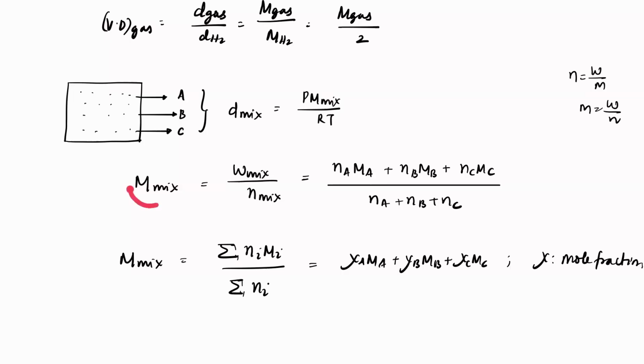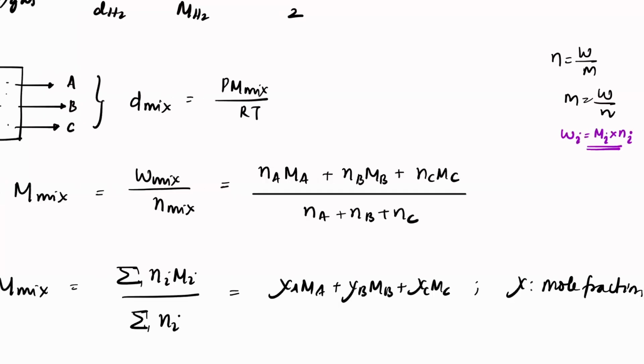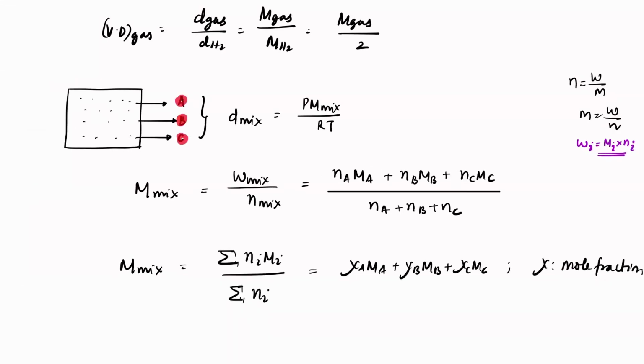So I can write the molar mass of a mixture as equal to weight. How can I write the weight? The weight of an individual substance can be written as the molar mass of that substance into the number of moles of that substance. If A is a gas, B is a gas, and C is a gas, I can write number of moles of A into molar mass of A plus number of moles of B into molar mass of B plus number of moles of C into molar mass of C. So this defines the weight of A, weight of B, and weight of C. So the sum of these three will give you the mixture weight, divided by the total number of moles, which is the number of moles of A plus B plus C.